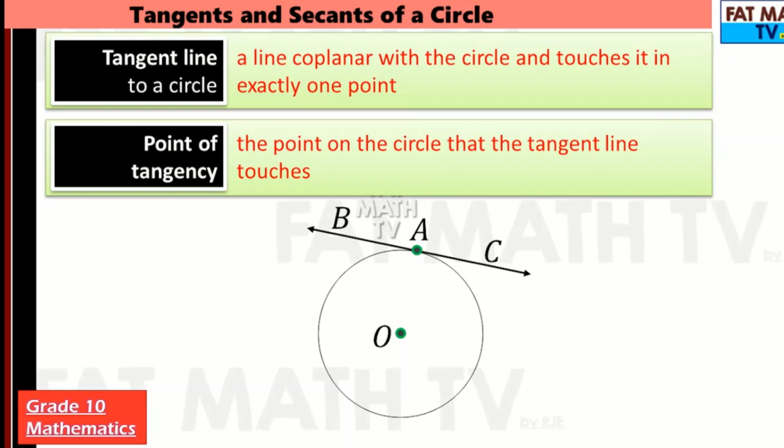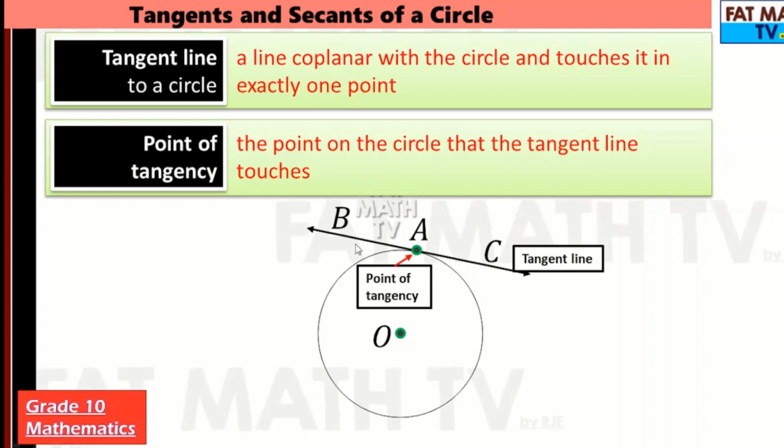So here in this illustration, we have circle O, and we have a tangent line BC, and it touches circle O at point A. So this line BC is called the tangent line, and this point A is called the point of tangency. As you can see here, this circle is touched by the line at exactly one point. So if a line touches the circle in exactly one point, then that line is called the tangent line to a circle.